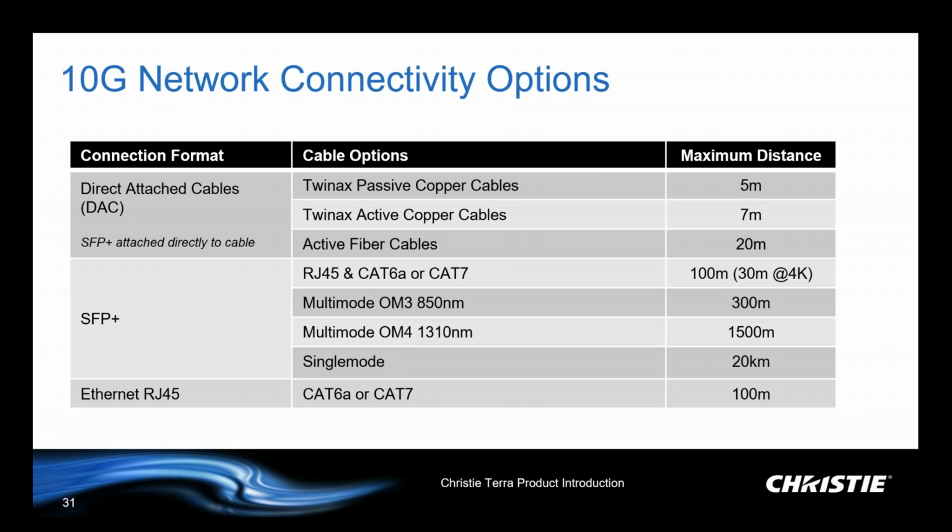You can also use Ethernet RJ45. So if your 10 gig switch has RJ45 connectors, you can still use those. But you're going to be limited in length to about 100 meters. You need to make sure that your cables are Cat 6A standard, and really double check that they are, for this to work.